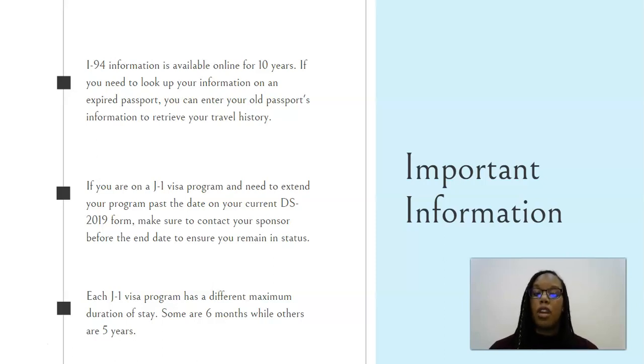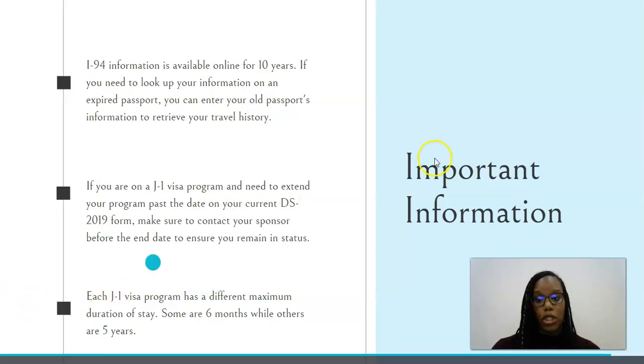If you are on a J1 visa program and you need to extend your program past the date of your current DS 2019 form, make sure that you contact your sponsor before your end date to ensure that you remain in status. Each J1 visa program has a different maximum duration of stay. Some are as short as 4 months or 6 months, others are as long as 5 years. Make sure that you always keep track of your I-94 record and also your DS 2019 form to ensure that you have the correct information.